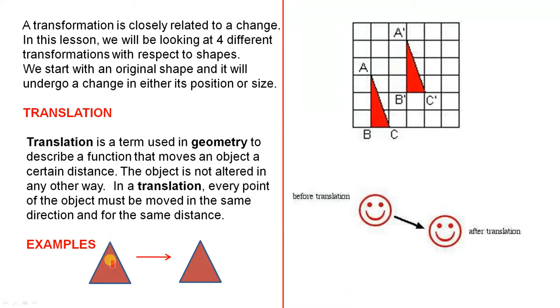So if you look at this triangle, it moves from there to there, hasn't been altered in any way. It moves in a straight line. This triangle has been moved from here up to here in a straight line, hasn't been altered in any other way. It's just a change of position. And the same here, this smiley face has gone from there to there in a straight line.